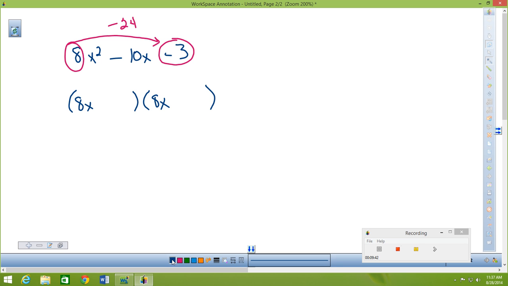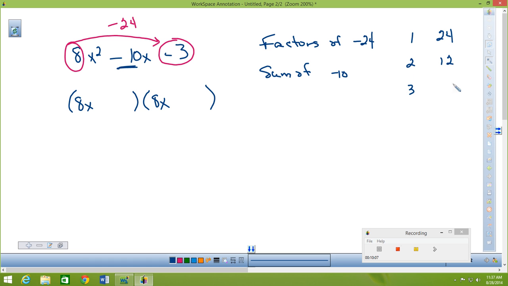Okay, so we are looking for factors of negative 24 that have a sum of this number right here, negative 10. Okay, well, factors of 24. 1 and 24. 2 and 12. 3 and 8. 4 and 6. Now then, since this is negative, you know that one has to be positive and one has to be negative. So we're looking for something that gives us 10.